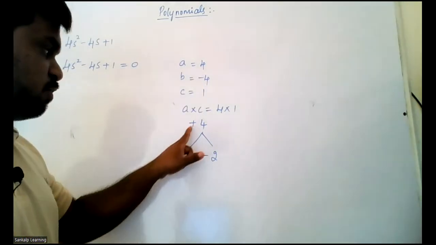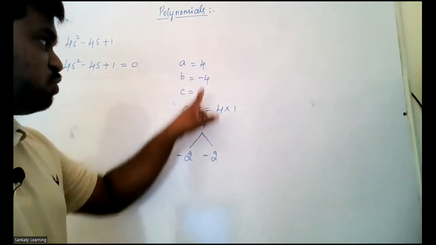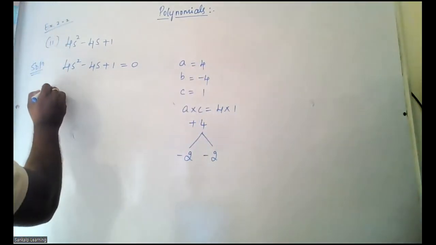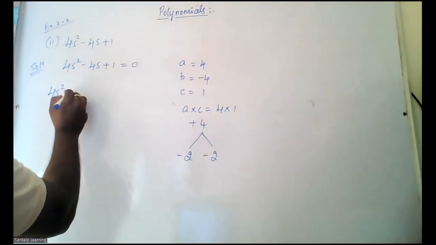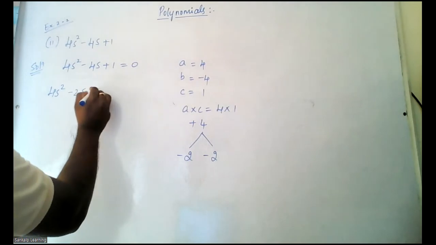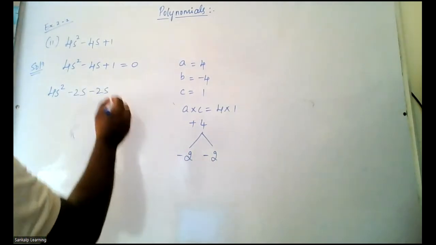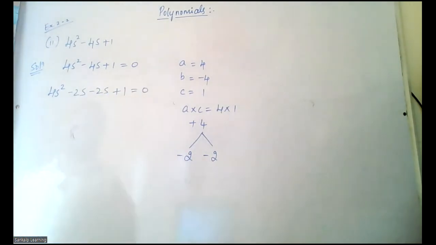Observe, minus into minus plus, 2 2s are 4. Minus 2 gives you minus 4. So the first term as it is, instead of the middle term, we have to introduce these two things. Minus 2s, both the things. The last constant term plus 1 as it is.